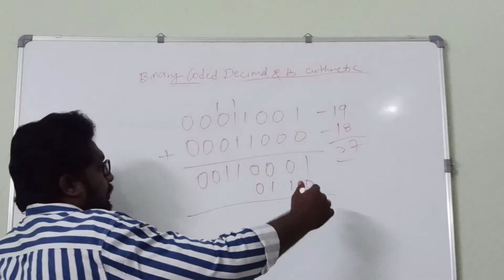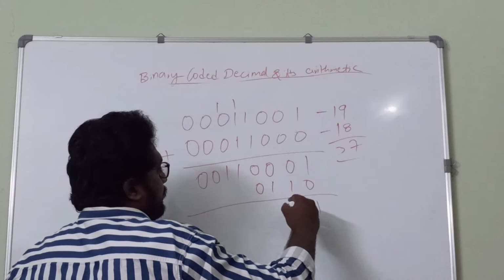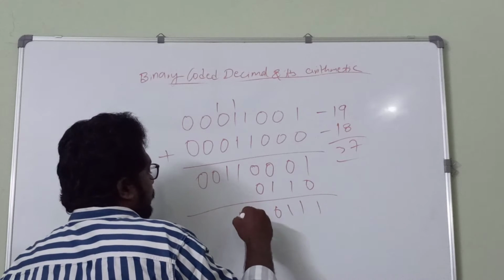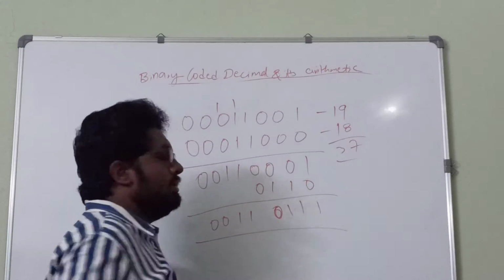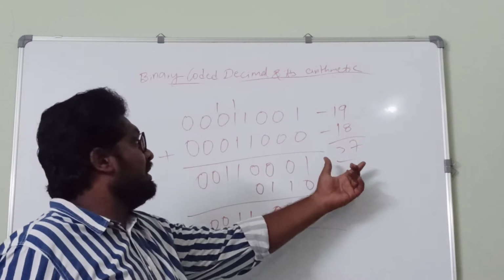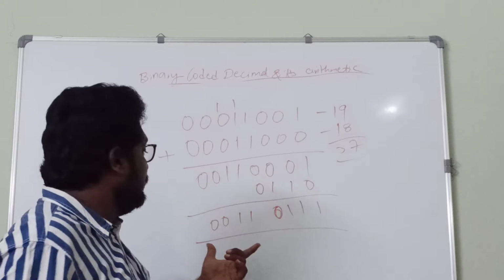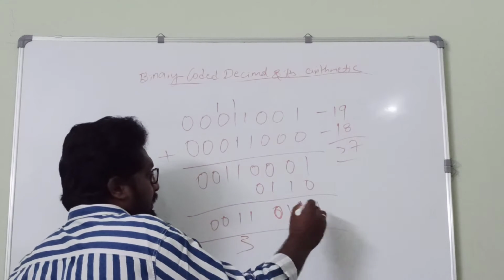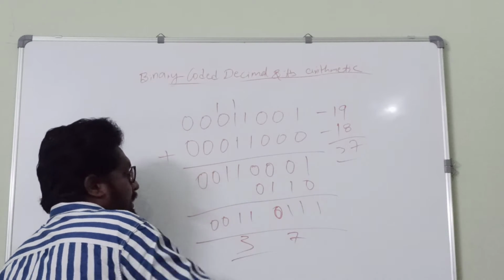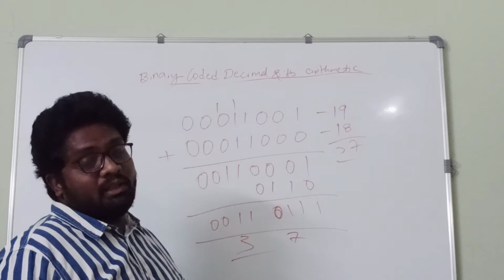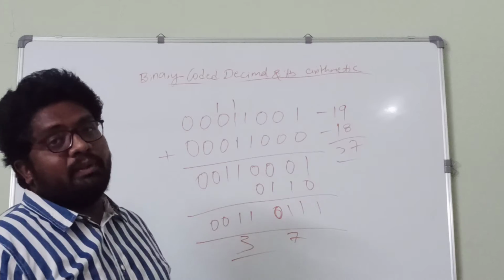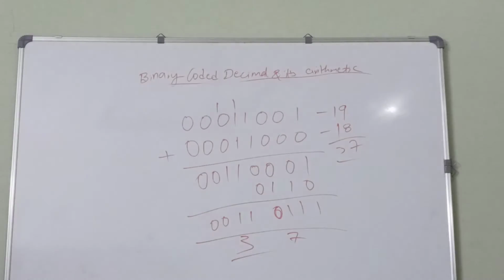Right? So now add them: 1 1 1 0 1 1 0 0. What is our result? It is 37. So 0 0 1 1 is 3, and 0 1 1 1 is 7. So now we have obtained the valid BCD representation. Alright, so the next topic is BCD subtraction.